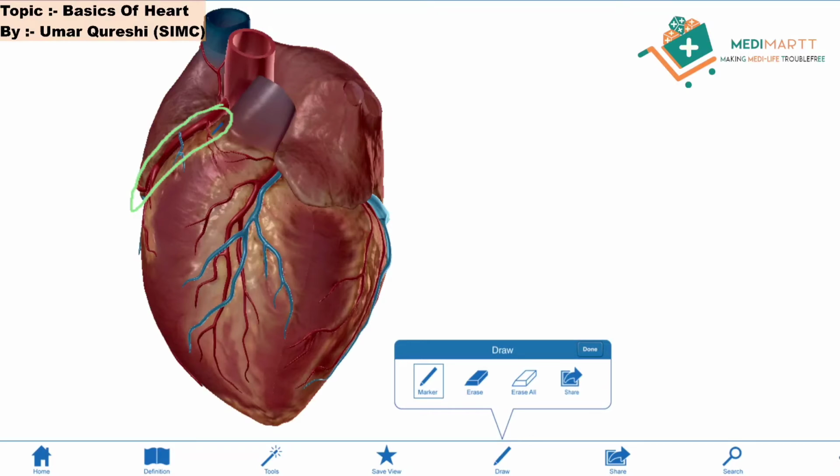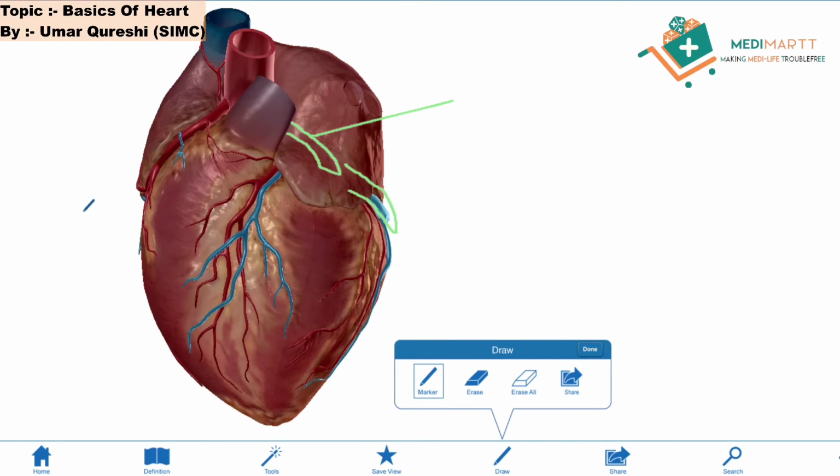Now the next paragraph is saying that the left part of the groove intervenes between the left auricle, this is the left auricle, and this is the left ventricle. In the right part only the right atrium and the right ventricle were present, and in the left part the left auricle and the left ventricle are present. Then the next point is that it lodges the trunk and the circumflex branch of the left coronary artery. Here, the trunk of the left coronary artery and the circumflex branch of the left coronary artery.